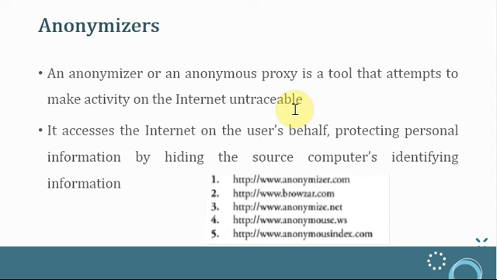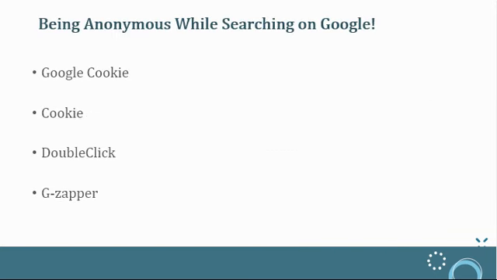Again, here you can see some sites. These are the free websites where more information about anonymizers can be found. Other than that, here, being anonymous while searching on Google. Here are a few of the terms, that is, about the Google cookie. I hope you all know about cookies, right? Whatever site you visit, many times you get a message at the bottom of the page with two buttons, allow cookies or reject, all those things.